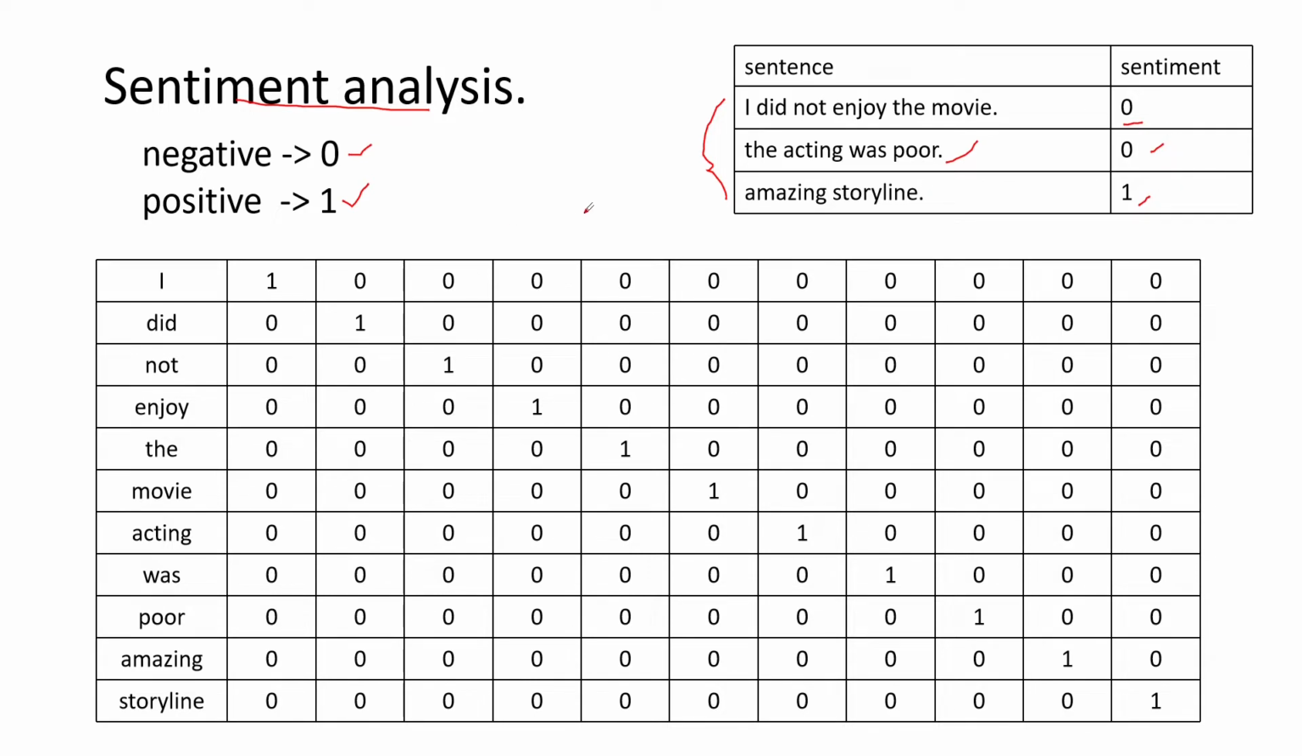Now what I need to do in this case is first tokenize. Tokenizing is basically taking each sentence and converting it into words. So I did not enjoy the movie, if you tokenize this, it will become a list where the first element will be I, second will be did, third will be not, fourth will be enjoy, fifth will be the, and sixth will be movie. Similarly for the acting was poor, and the third one also. So basically you take the sentence and you break it into words.